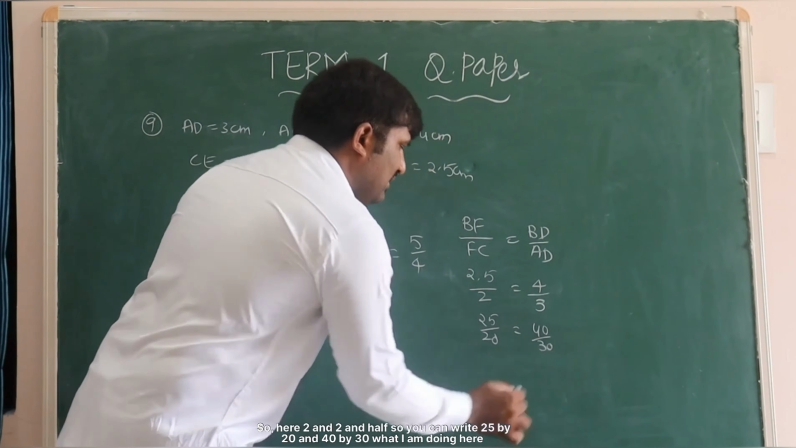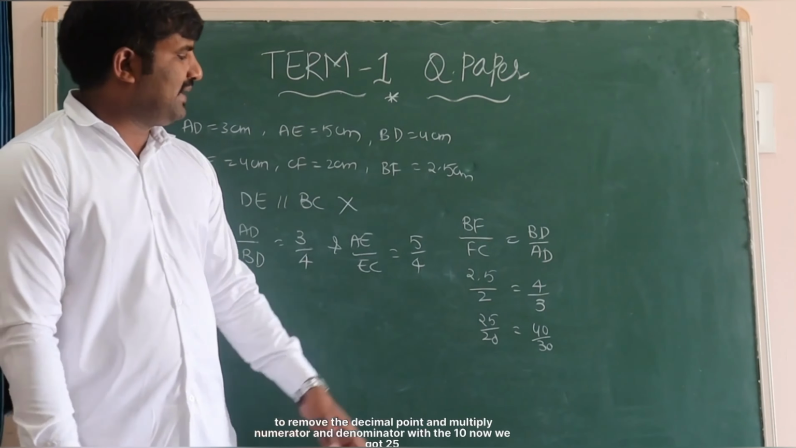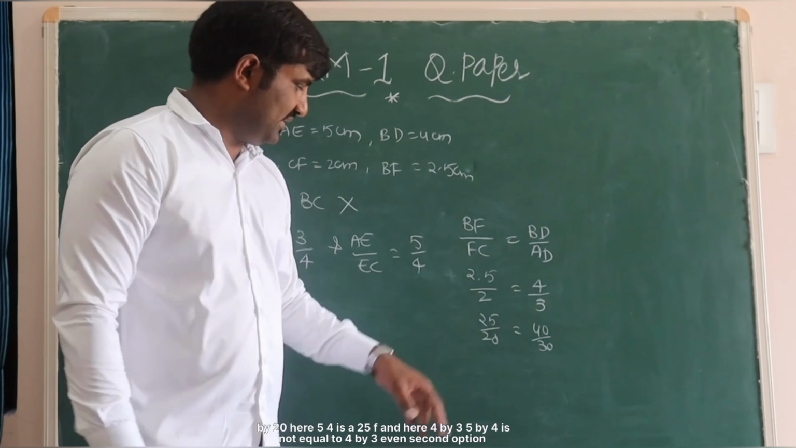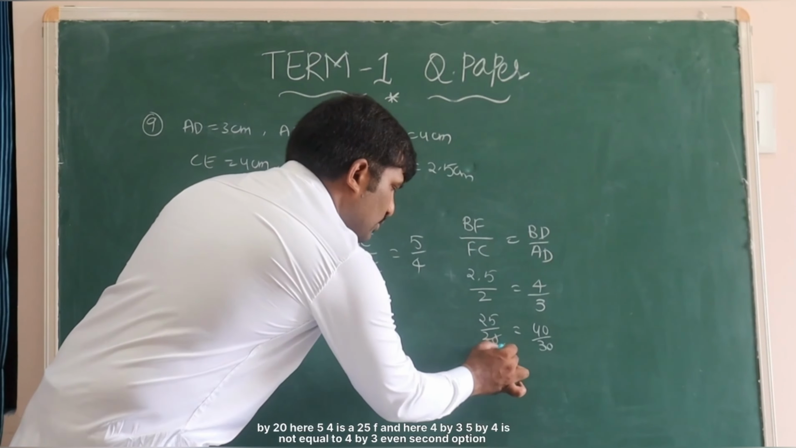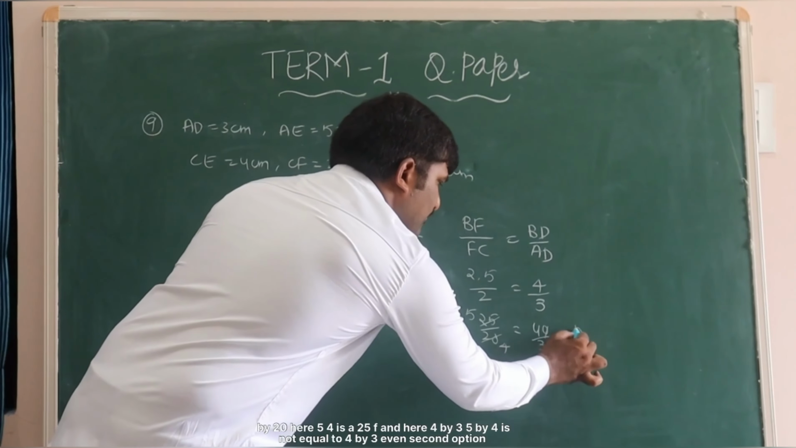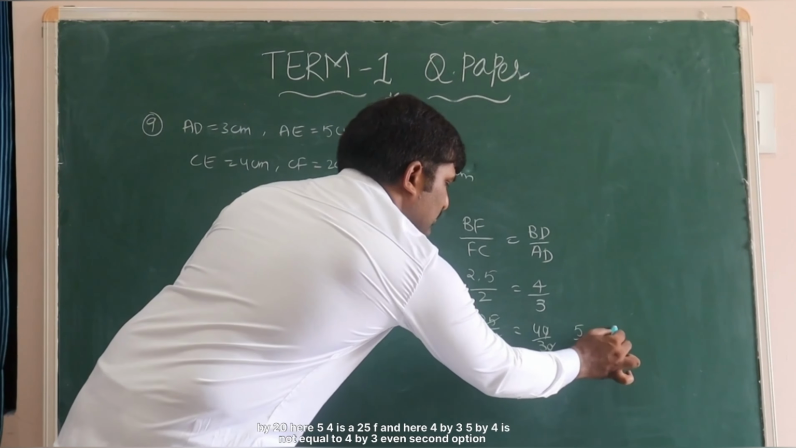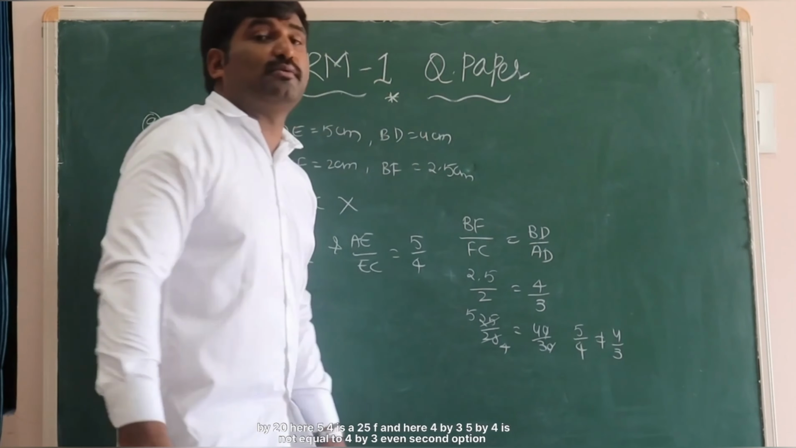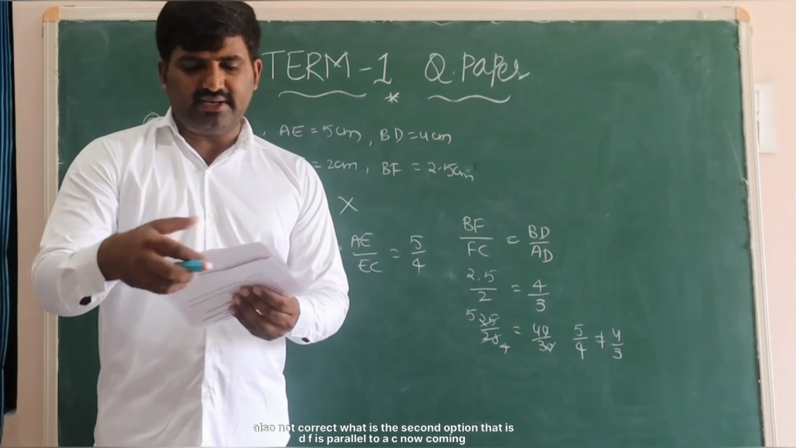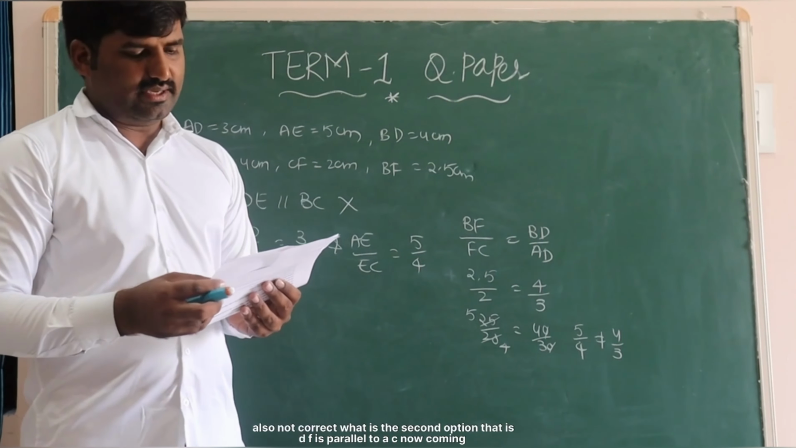To remove the decimal point, I am multiplying numerator and denominator by 10. Now we got 25 by 20. Here 5 4s are 20, 5 5s are 25, so it is 5 by 4, and the other side is 4 by 3. 5 by 4 is not equal to 4 by 3. So even the second option, DF is parallel to AC, is not correct.